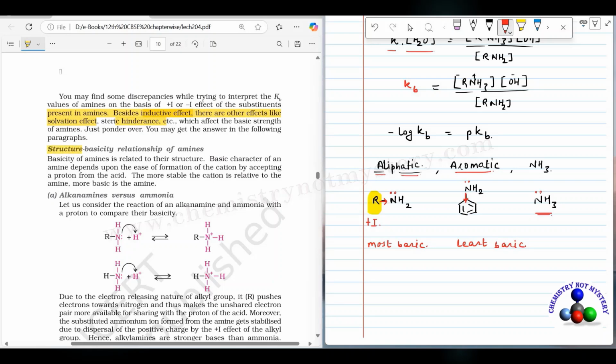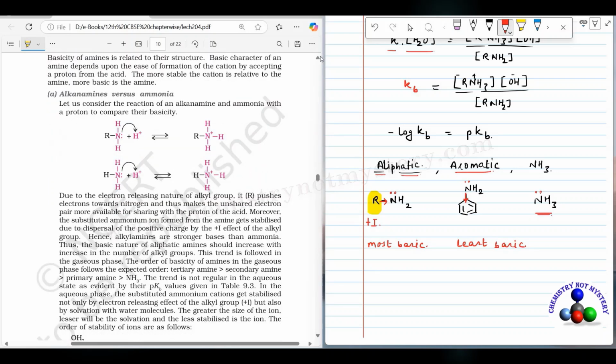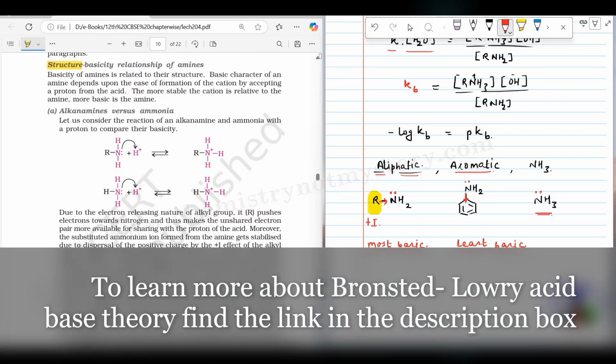Structure basicity relationship of amine. The basicity of amine is related to its structure. The basic character of an amine depends upon the ease of formation of a cation by accepting a proton from the acid. The more stable the cation relative to the amine, the more basic is the amine. This concept is based on the conjugate acid-base theory of Bronsted Lowry.